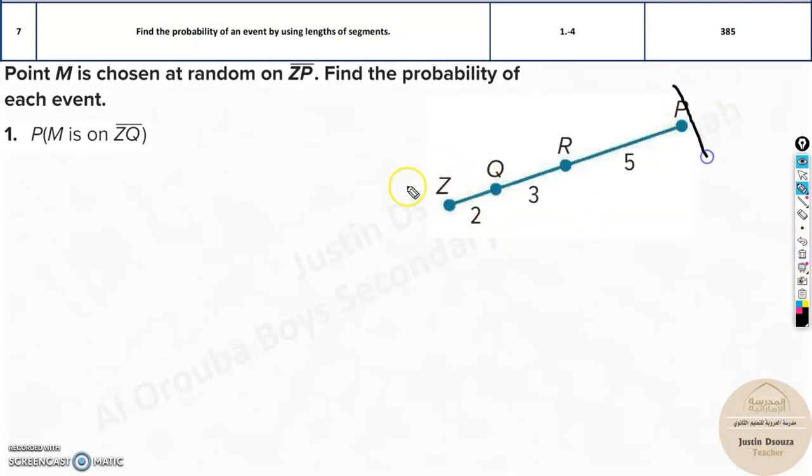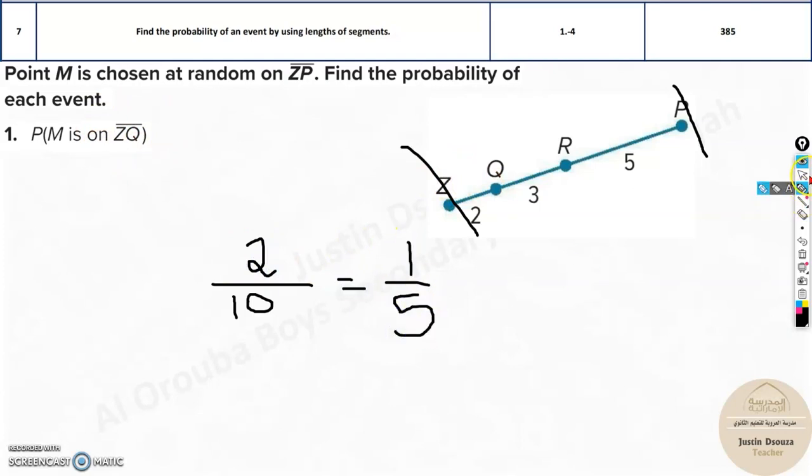But the total possibility is only Z and P line, right? So what is the total distance over here? The distance over here is basically 2 plus 3, 5 plus 5, 10. What is the distance of the given favorable line, ZQ? It's only 2. So this is the probability, 1 by 5 or 20%.